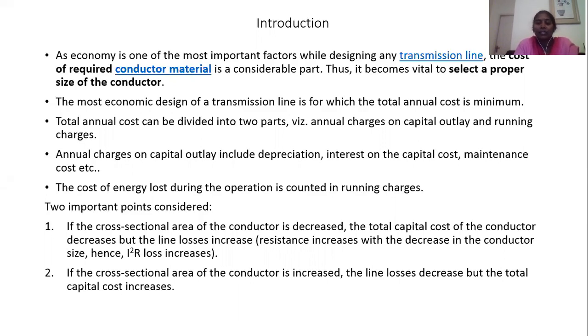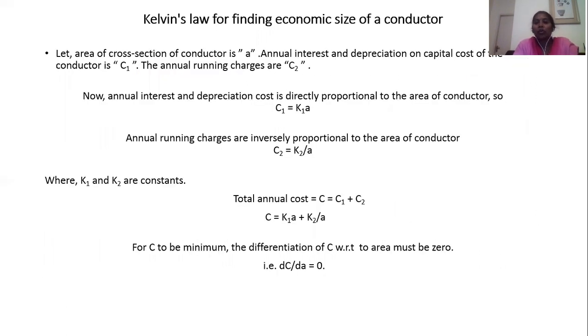The line loss is I square R. So if resistance is increasing, obviously the losses increase. Conversely, if the cross-sectional area is increased, it will increase the capital cost of the conductor, but the line loss will decrease. These two are conflicting cases. Hence, Kelvin's law is used for finding the economic size of the conductor.